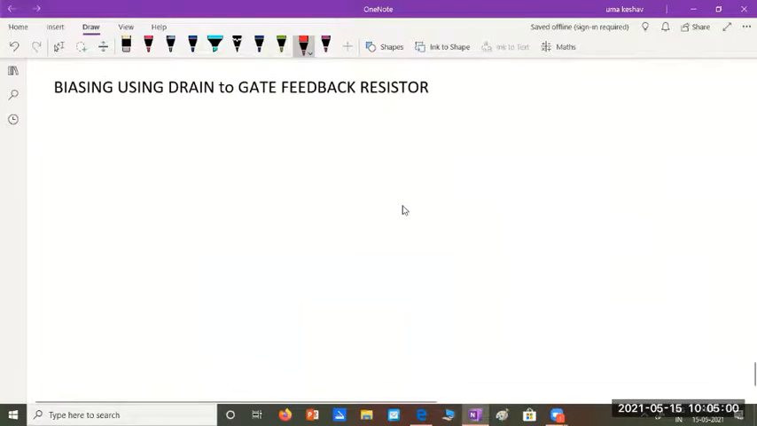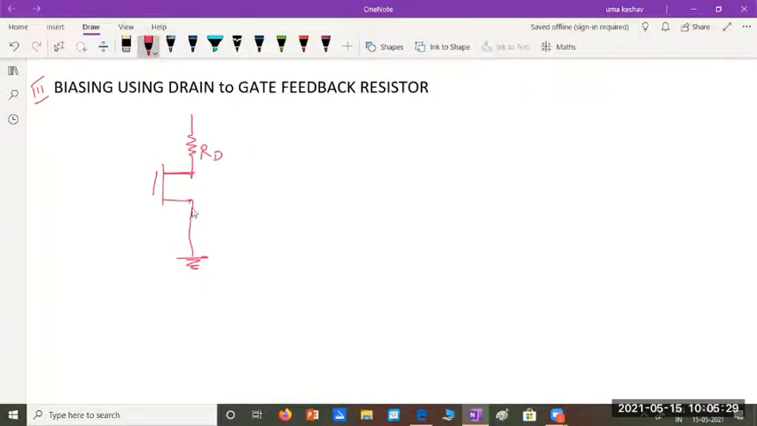Okay. Now let's move on to the last biasing configuration which we will study in this semester, that is biasing using drain to gate feedback resistor. So let me draw the biasing circuit. As usual, we should have the load resistance RD. Every time we write, you should remember the name of these resistors. Having this RS degeneration resistance is optional.